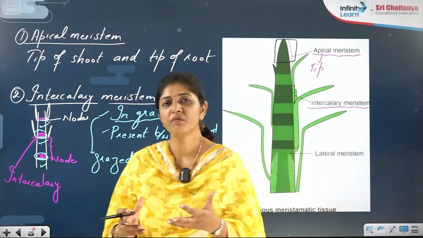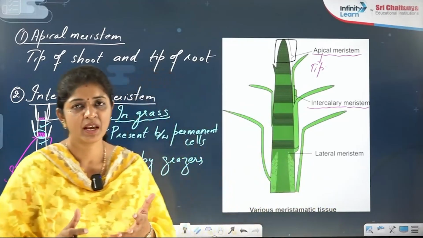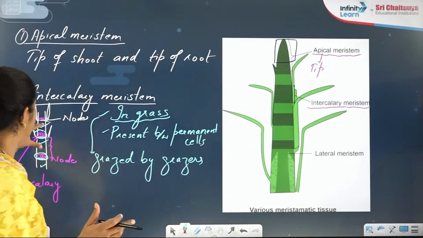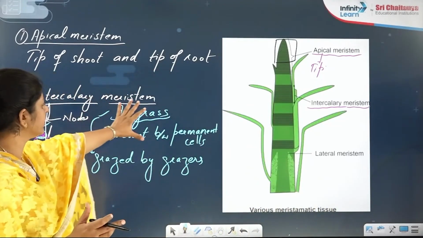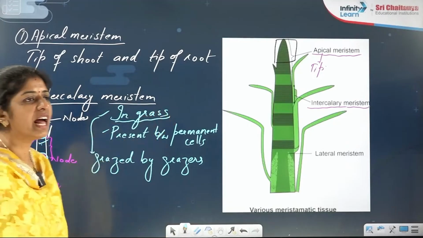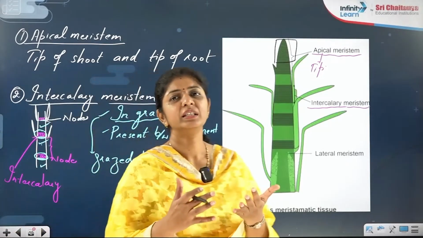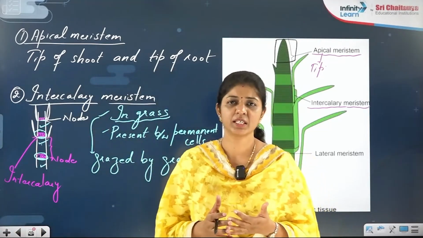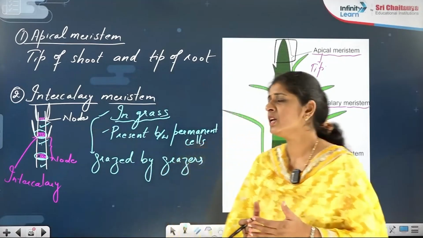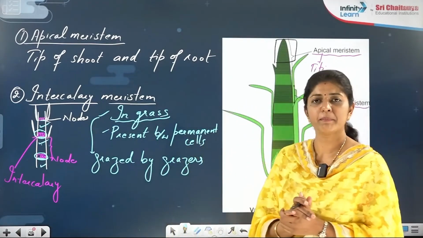What is the position of the intercalary meristem? It is between the permanent tissue, mostly in grasses, which helps bring back the grazed part of the grasses again. Right? So this is about the intercalary meristem.